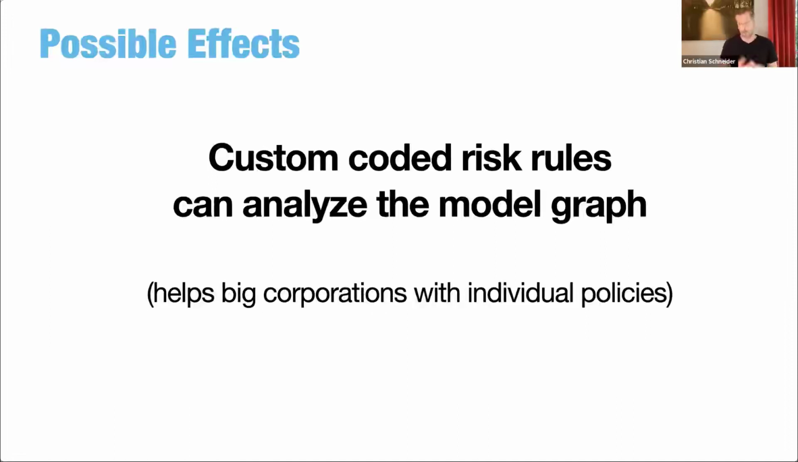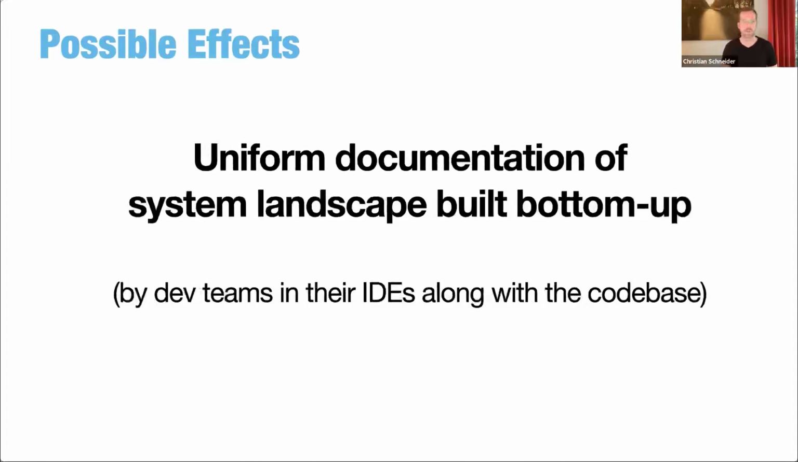Good. What are the hopefully the possible effects of that kind of open source tool to model threats and your architecture in an agile fashion? So it's basically that some corporations might eventually come up with custom coded risk rules that can analyze the model graph. So if you have custom policies you'd like to be checked and vetted against your architectures, your projects, that's a way of doing that, like certain components need to be in certain areas or something like that.